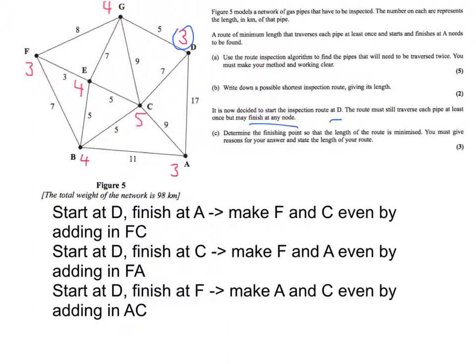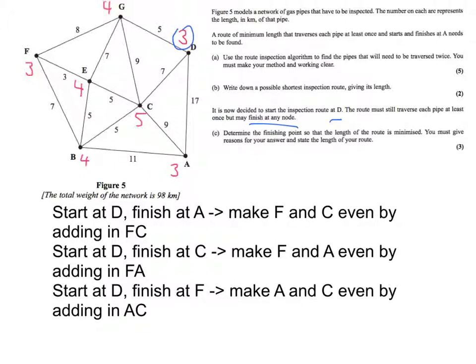The similar applies for adding in FA if you're finishing at C, and adding in AC if you finish at F. The one that you don't finish at, or the two that you don't finish at, are the ones you have to make even. Because if you start and finish at a node, it's okay for those two nodes to be odd, but everything else in your network has to be even.